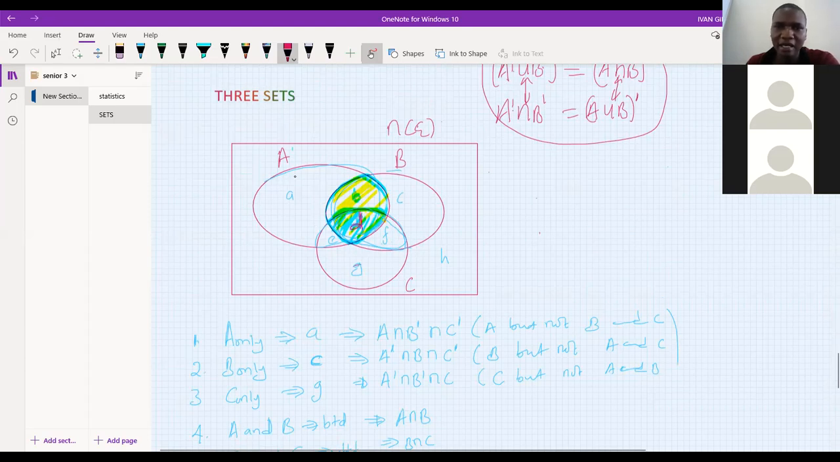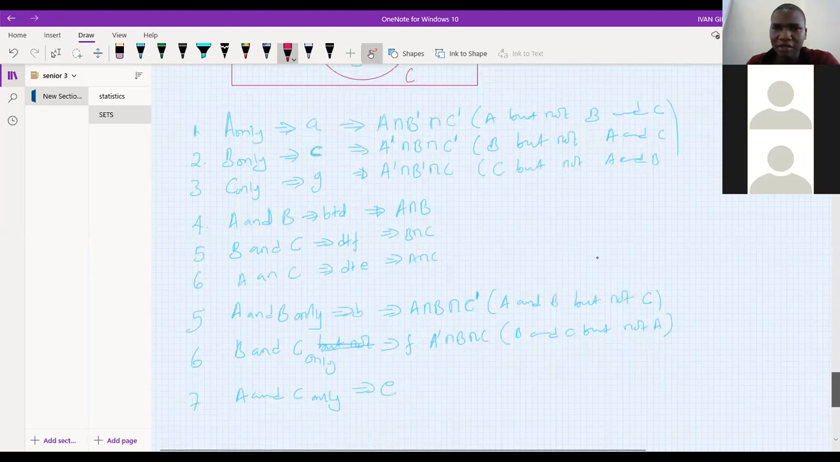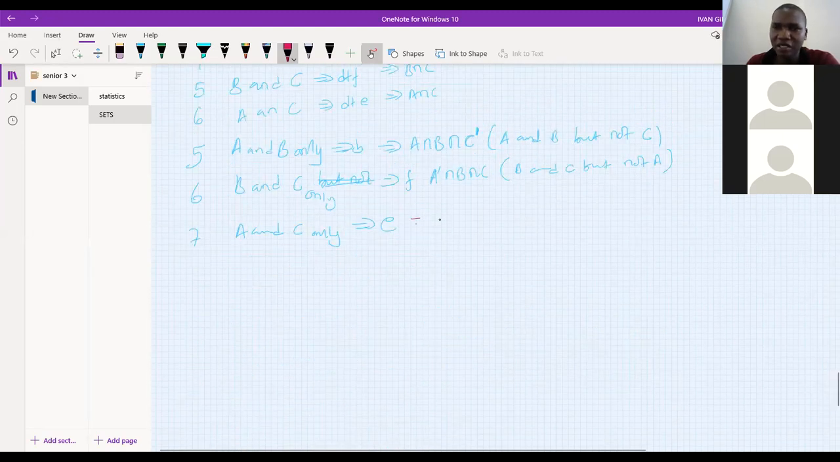So when they say A and C, we take D plus E. But when they say A and C only, you eliminate that part of B in it and remain with A and C only, which will be this E there. So that becomes E. And in mathematics notation, we can say this is the same as A intersection B complement intersection C. We remove B. And this is what we call A and C, but not B. Yeah, so that's all about intersections.